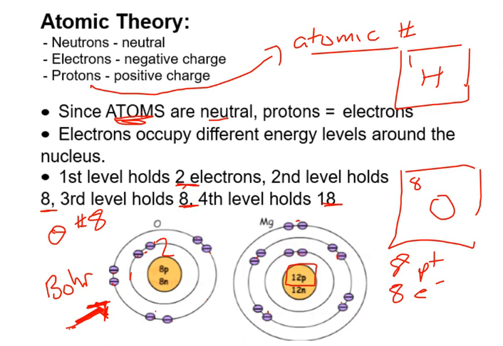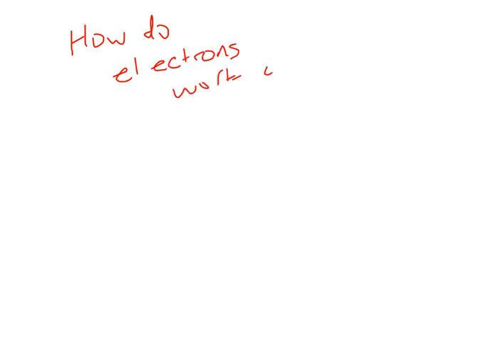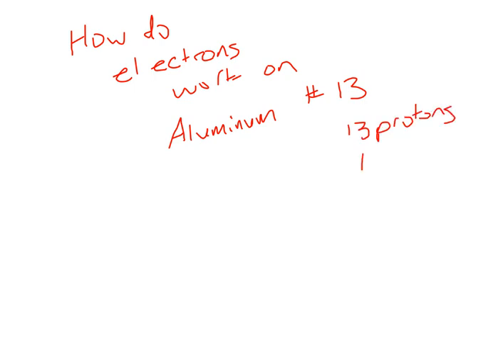Let's try another example here, and then I'll answer your question if I could. Let's try one more. Let's try to figure out how electrons work on aluminum. Okay. So here's how we're going to solve this problem. First, we have to figure out what number aluminum is. Aluminum is number 13. Okay, so here's what that means. It has 13 protons, and it has 13 electrons.